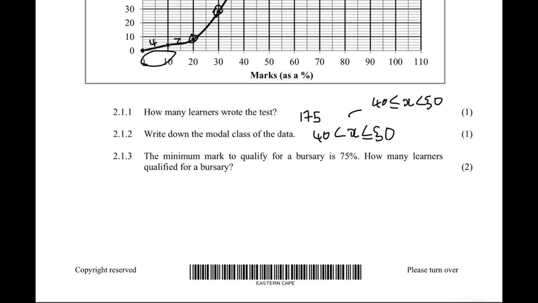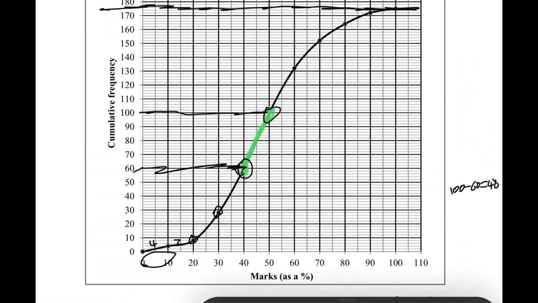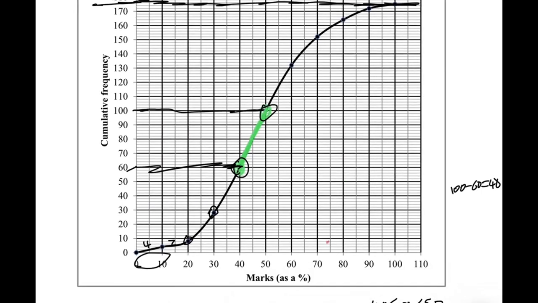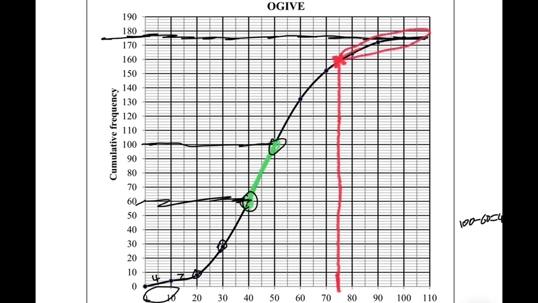Let's go to 2.1.3. 2.1.3 says the minimum mark to qualify for a bursary is 75%. How many learners qualified for a bursary? So let's come to our x-axis here and look for 75%, right? So 75% will lie midway between 70 and 80. And then let's take the line up until we hit our ogive. So we are somewhere here, right? So everyone going there got the bursary, right? And then everyone going down didn't get the bursary.